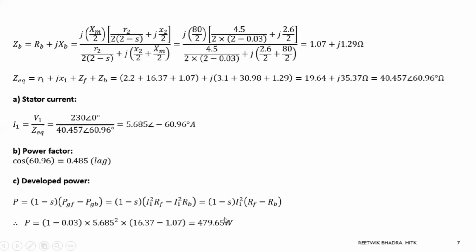So we'll go to the formula. I'll substitute 1 minus S, I1 square RF, I1 square RB over here. Then you can take I1 square common. So 1 minus S, I1 square, RF minus RB. Then you substitute the values. What is your S? 0.03. What is your I1? You have already calculated 5.685. RF and RB already calculated.